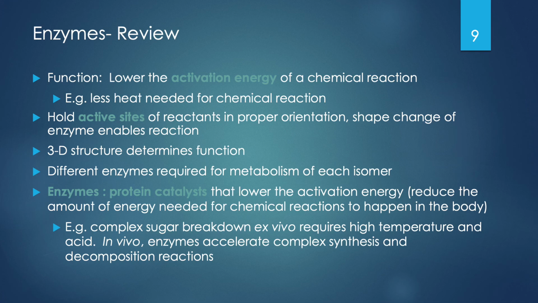So substrates have to bind to a specific region on the enzyme, and that region is called the active site. And so the tertiary or quaternary structure of the enzyme is what's going to determine the shape of the active site. And keep in mind that there are different enzymes that are required to metabolize each isomer. So we have a whole number of different enzymes that are involved.